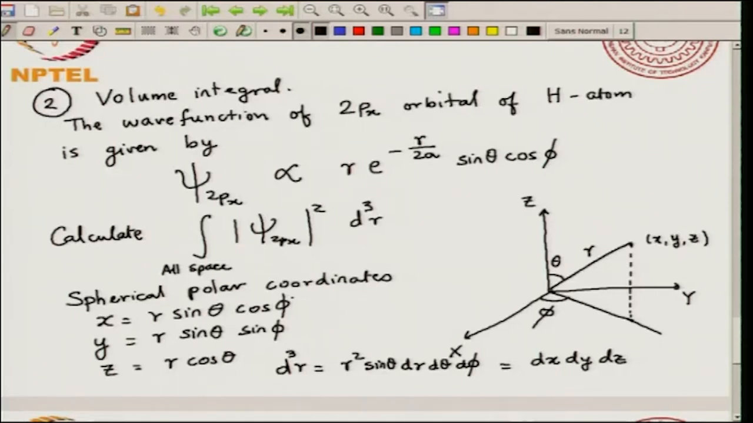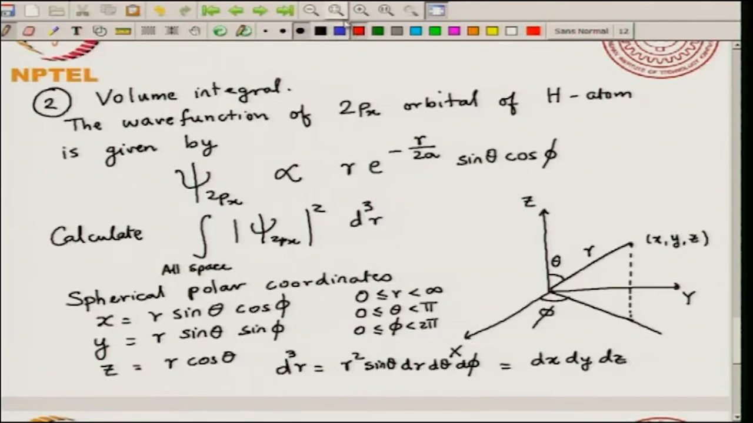Just a little bit more information: the range of variables. 0 less than or equal to r less than infinity, 0 less than or equal to theta less than pi, 0 less than or equal to phi less than 2 pi. These are the ranges of variables. If you want to span the entire space, these are the allowed values of r, theta and phi in the spherical polar coordinate. As r becomes larger, you go more and more outside, further from the origin. So with this information, we can go ahead and calculate this integral.